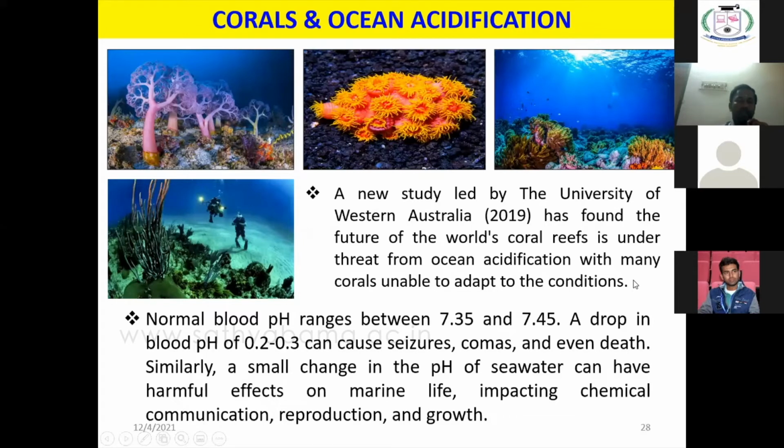For example, the human blood pH ranges between 7.35 and 7.45. Even a drop in the blood pH of about 0.1 to 0.3 can cause seizures, comas, and even lead to death. So just imagine how marine organisms and animals will be affected, and it's very hard to survive over there.